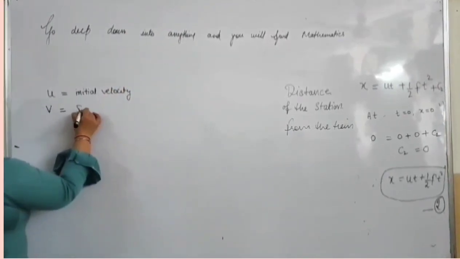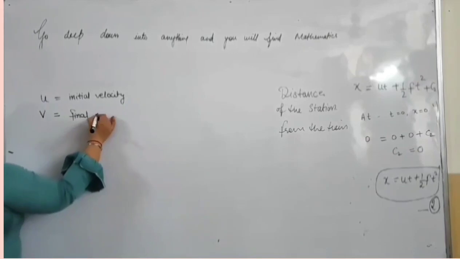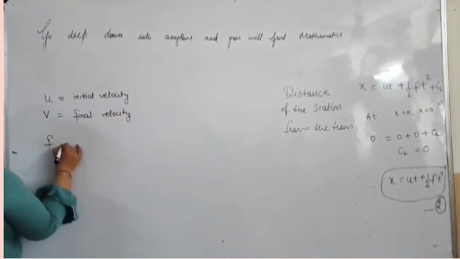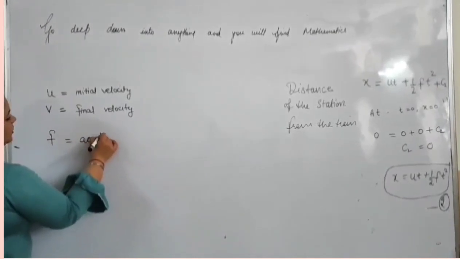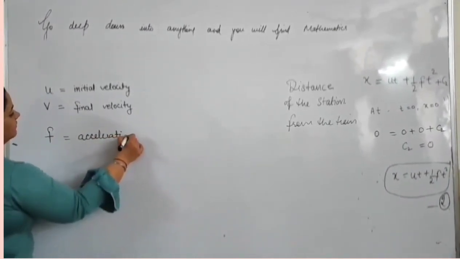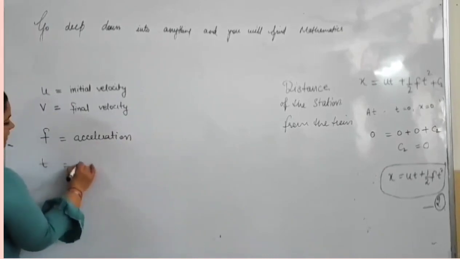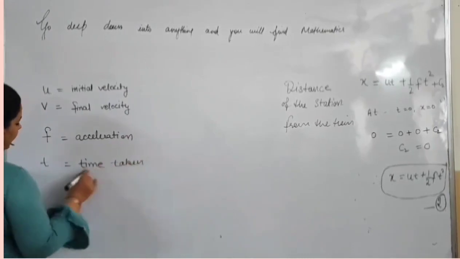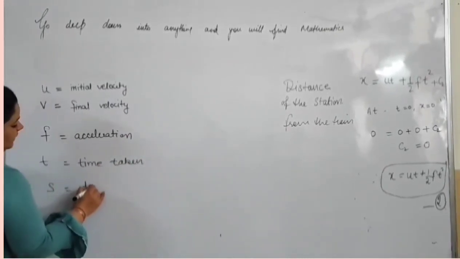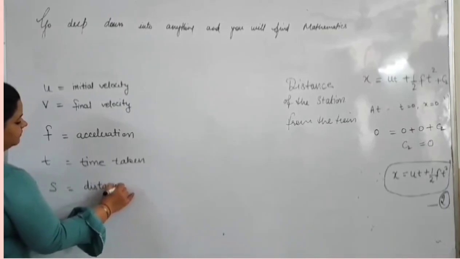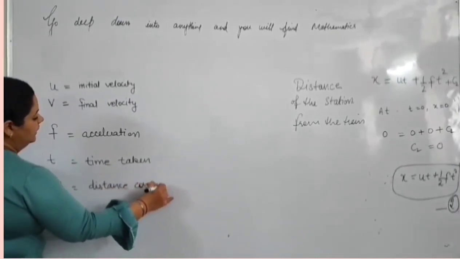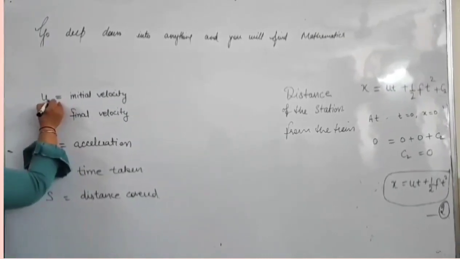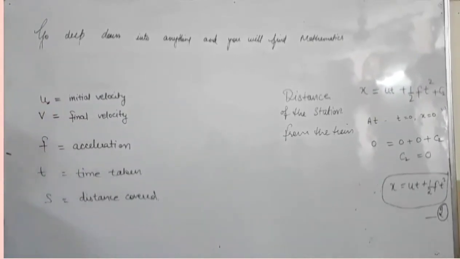V is used to denote final velocity. F is the acceleration. T is the time taken. S is the distance covered.